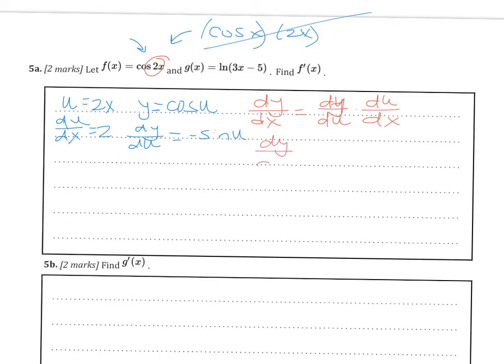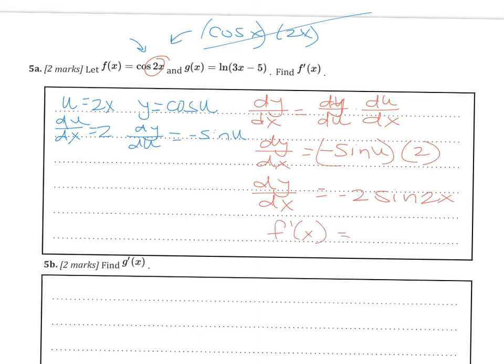So we get dy dx equals dy du, which is negative sine of u, times du dx, which is 2. And again, I would always make sure that you make that 2 sit in front like a coefficient. And then we have to replace u with what we defined u to be, which is 2x. So that is our derivative f prime of x.